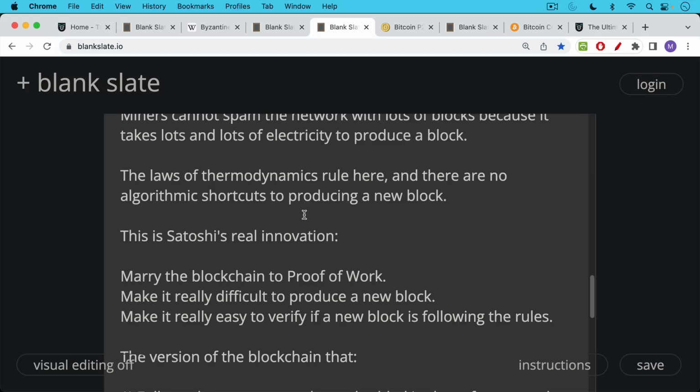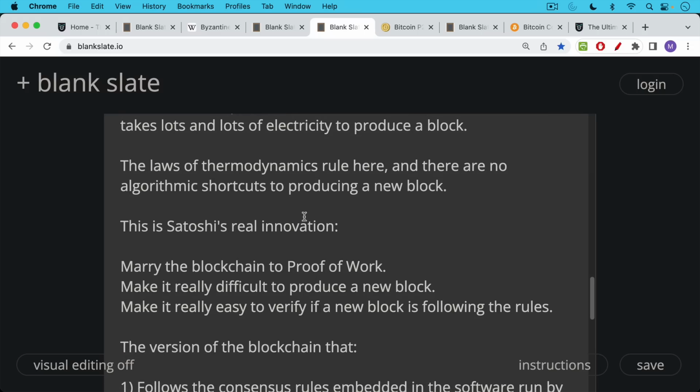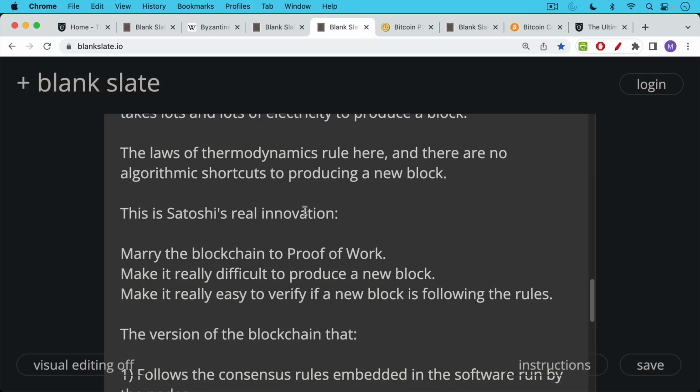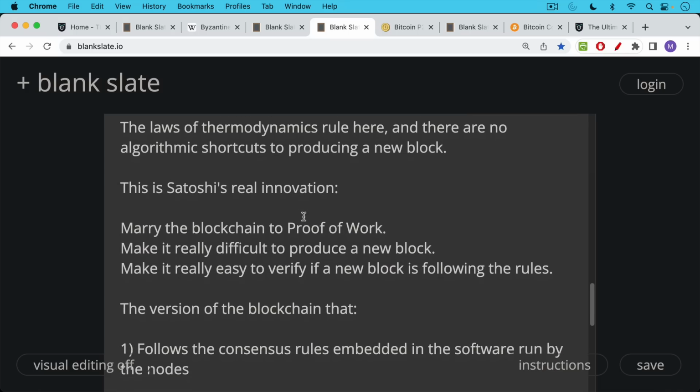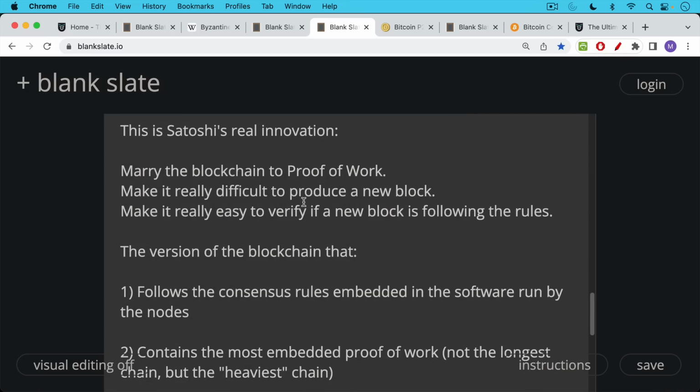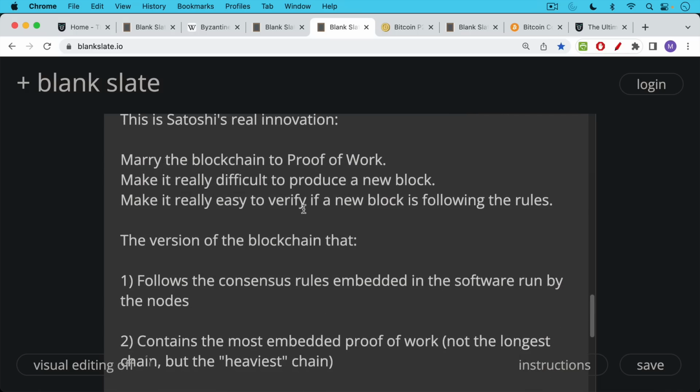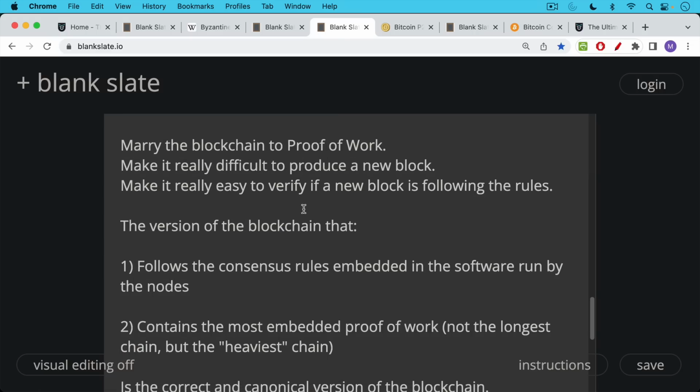Marry the blockchain to proof of work, make it really difficult to produce a new block, but then make it really easy to verify, if you're a node, whether a new block is following the rules. So it's difficult to produce a new block. It's very easy to verify whether a new block is a good block. The version of the blockchain that, number one, follows the consensus rules embedded in the software run by the nodes, and the nodes, of course, get to decide which version of the software they're going to run.